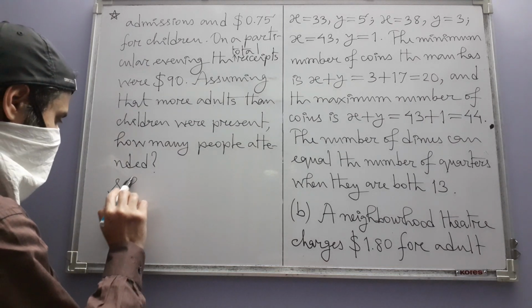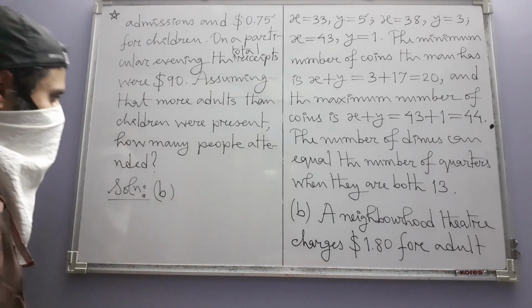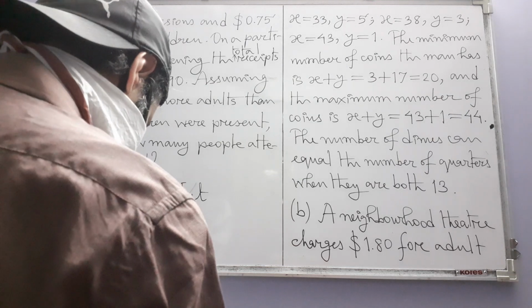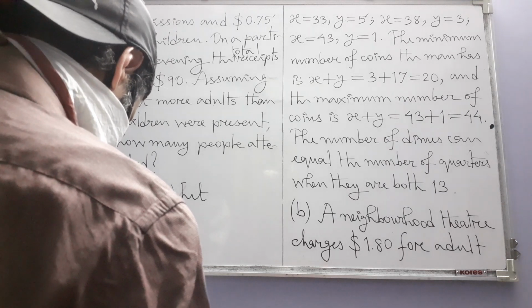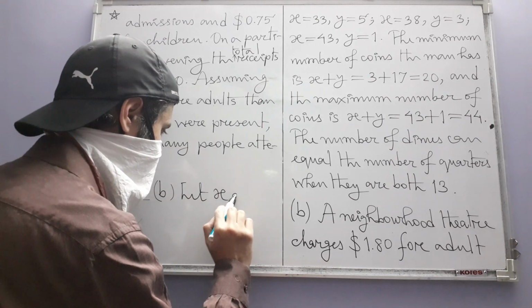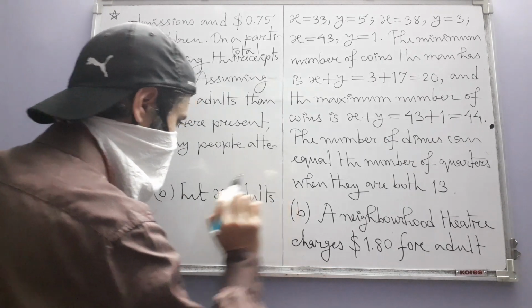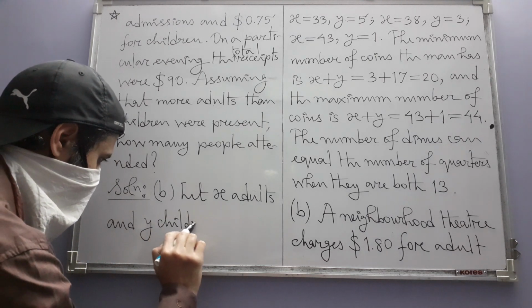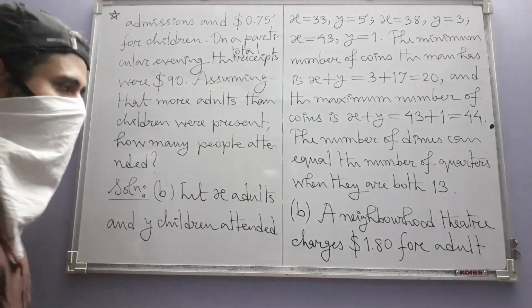So because we are doing the solution in this fragmented form, again let us write solution but for part B. Let x adults and y children attended the theater on that evening.